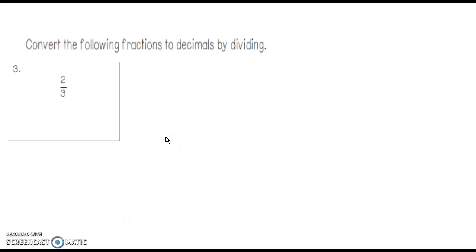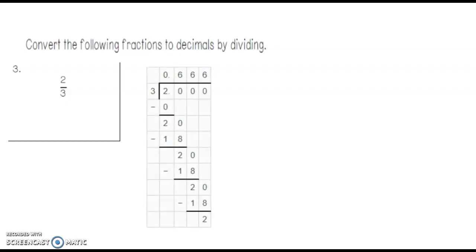So 2/3. We will use 2 as our dividend and 3 as our divisor. 3 goes into 2 0 times. 0 times 3 is 0. 2 minus 0 is 2. 3 goes into 20 6 times. 6 times 3 is 18. 20 minus 18 is 2. So I notice that I continue to get the same remainder, which is giving me the same quotient.